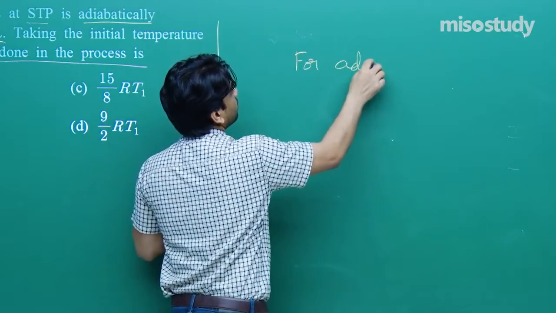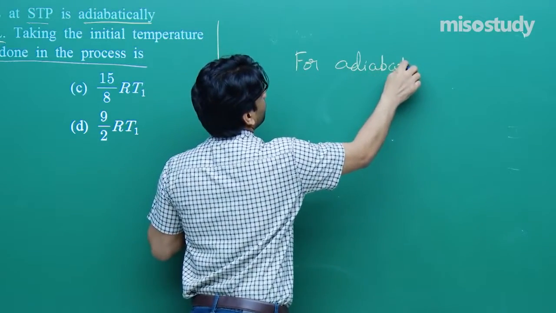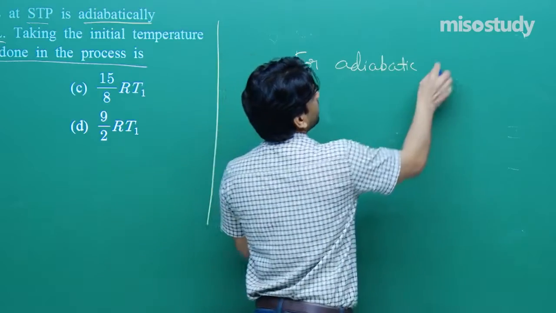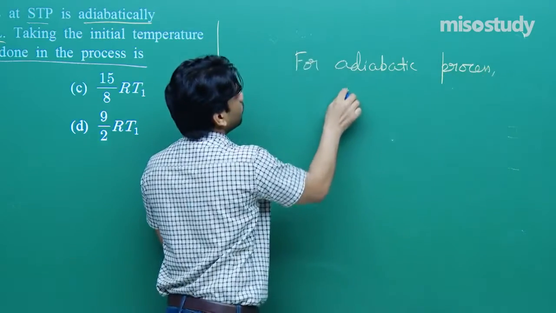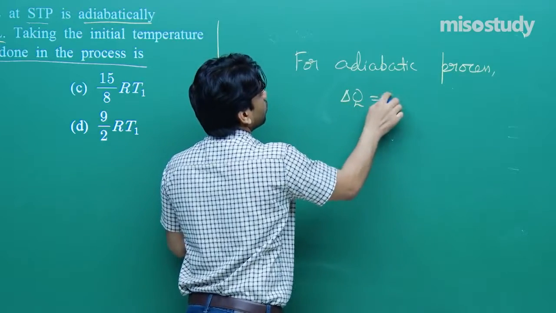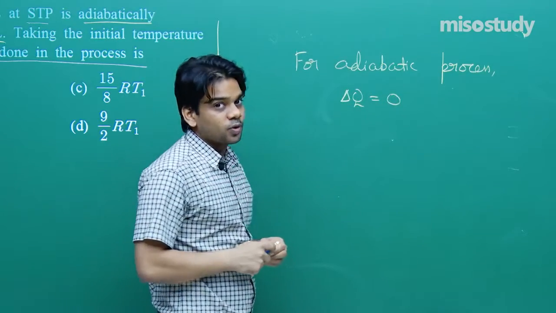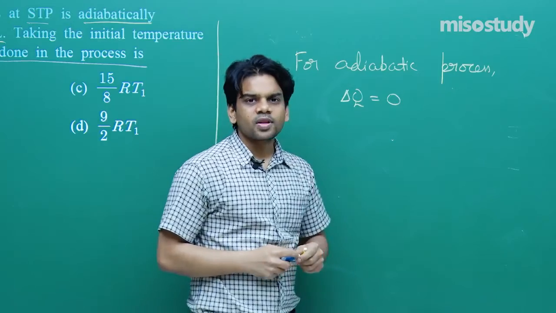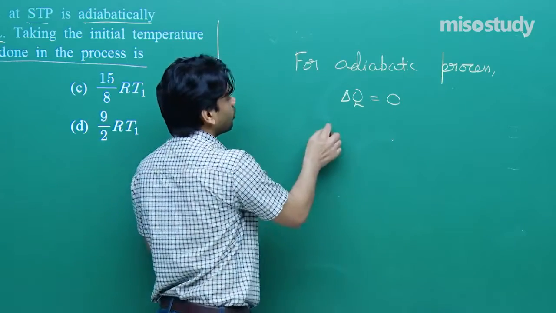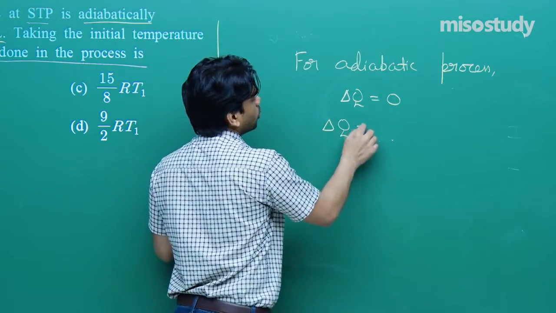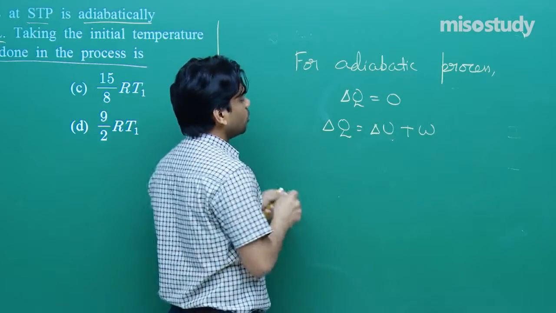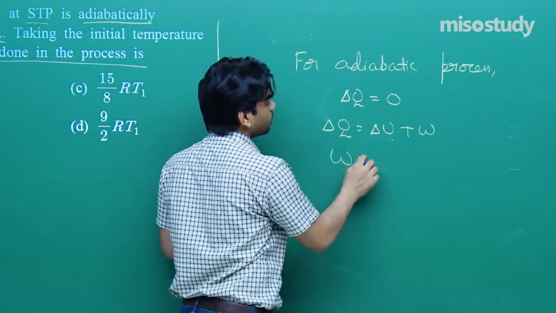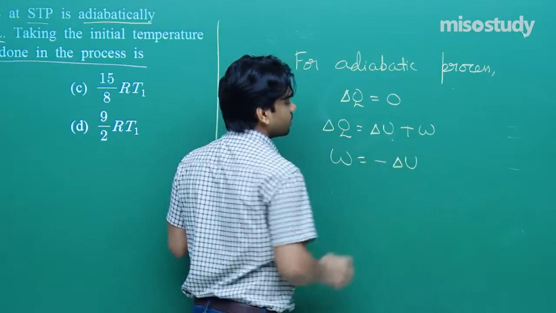For an adiabatic process, we know that delta Q is equal to 0. This is what we know. Next, we can use the first law of thermodynamics equation, because that will also hold: delta Q is equal to delta U plus W. If this is 0, we will get W is equal to minus delta U.